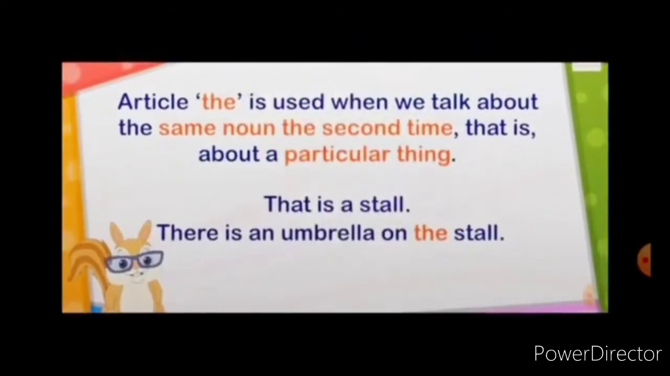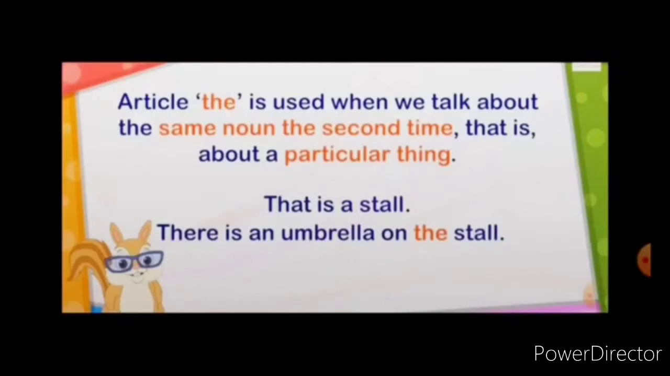The article the is used when we talk about the same noun for the second time. That is about the particular thing. For example, look at the sentence. This is a stall. There is an umbrella on the stall. In this sentence, both the indefinite articles a and an and the definite article the are used.